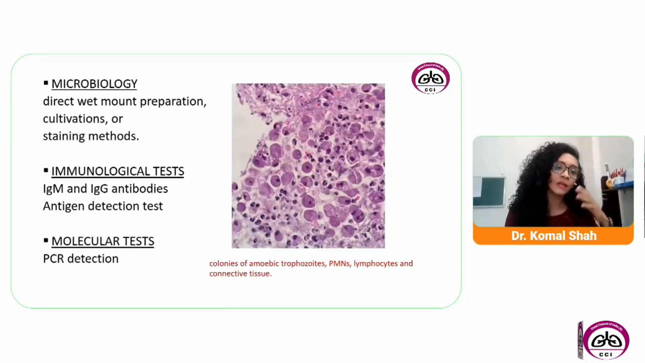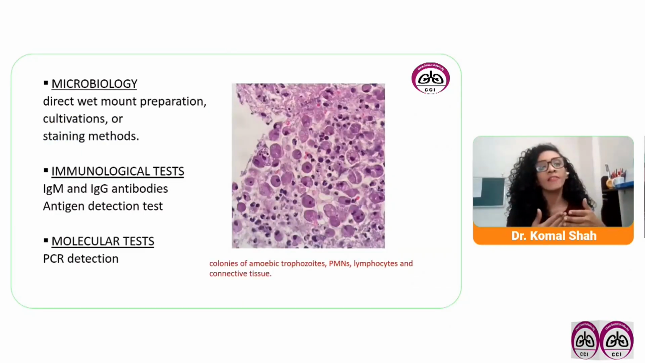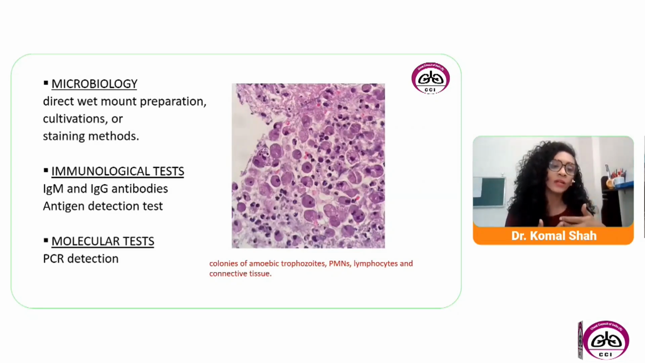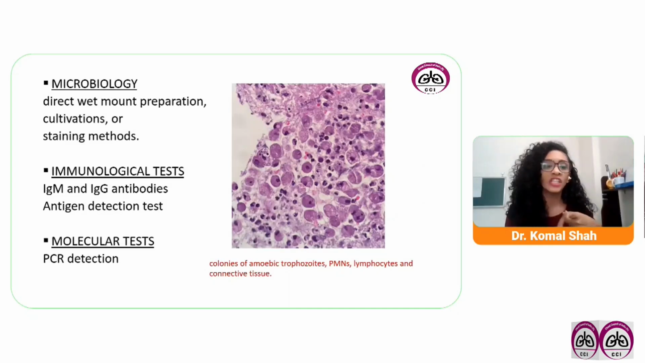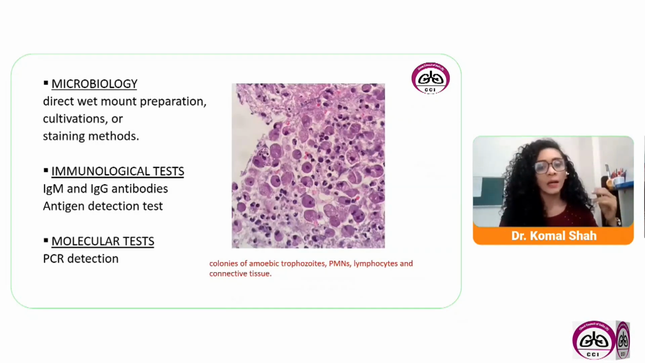We can also take microbiology help by direct wet mount preparation, cultivation or staining methods. However, the important ones are immunological tests like IgG and IgM antibodies and antigen detection tests. And nowadays, PCR detection is very helpful in diagnosis of pulmonary amoebiasis.